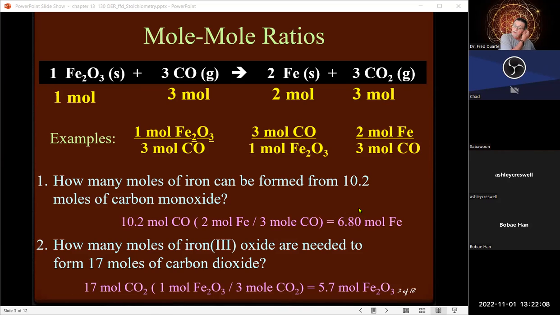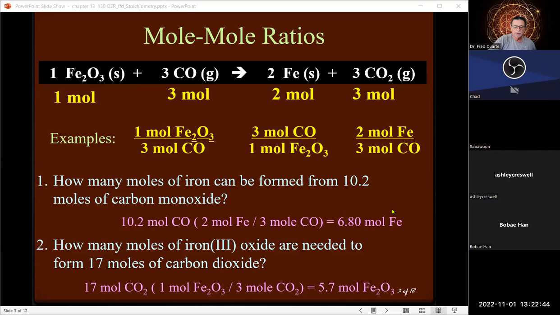5.7. I forgot to tell you, don't forget to keep track of your sig figs. These coefficients are obviously whole numbers, they're exact numbers, and therefore would not be utilized in determining the sig figs. But moles comes from a measurement. So yes, moles of reactant or product or whatever you're trying to calculate come from a measurement, and therefore they would be a factor in sig figs.